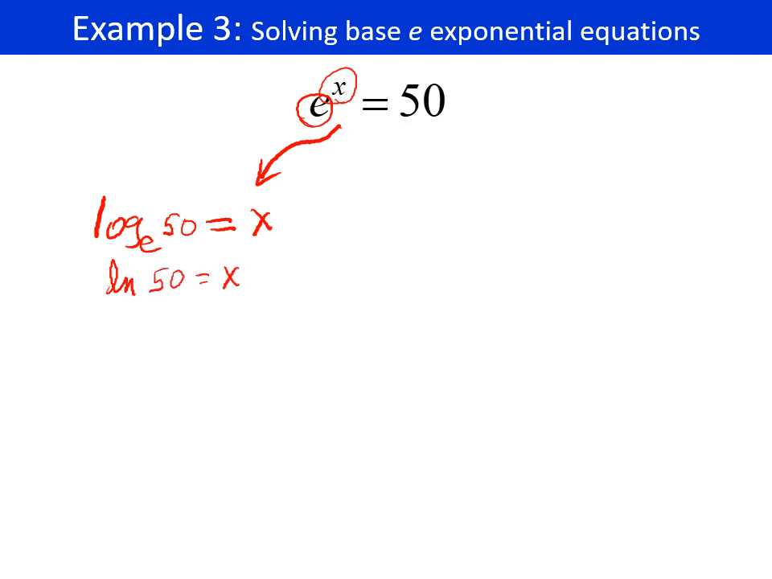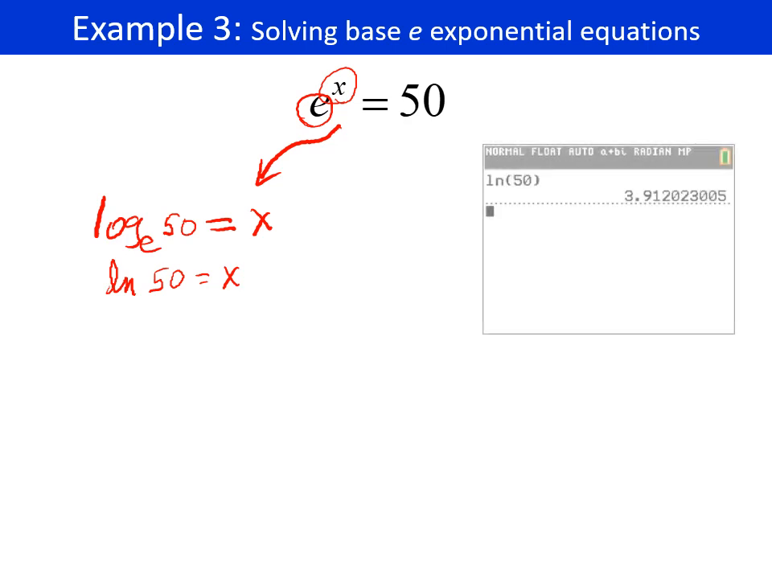If we need a decimal approximation for that, we'll take out our calculator and do the ln of 50. Again, to 3 decimal places, that comes out 3.912.